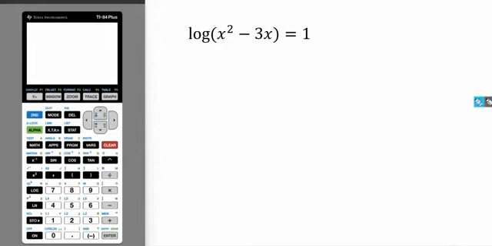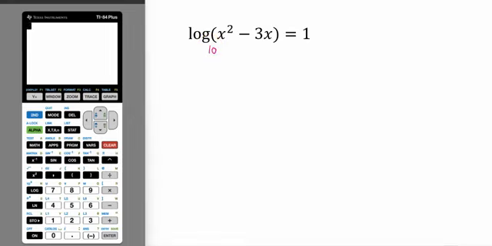In this video, we're going to be looking at solving logarithmic equations by converting them into exponential form. So for this first example, whenever you see log written by itself and there's no actual base written there, that's the common logarithm. And that's where it would be on your TI-84 Plus as well. And the common logarithm means that the base is 10. So I'm just going to go ahead and write a 10 in there.